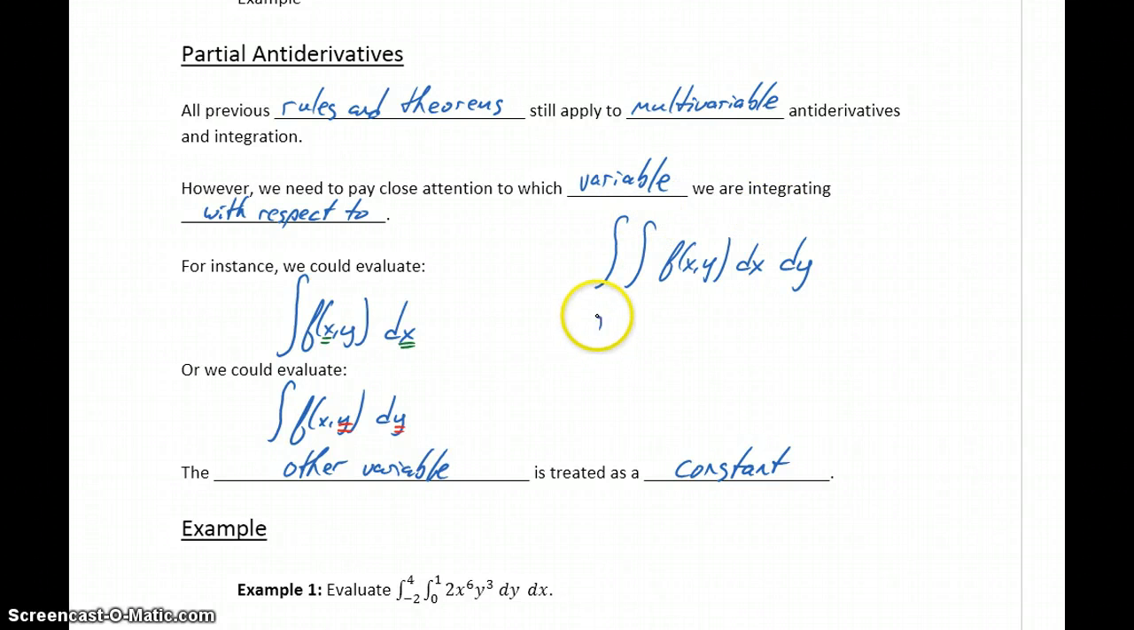A similar statement could start off as integrating f of xy first with respect to y, and then with respect to x. So the difference between these two statements is the order of the integration, whether we first integrate with respect to x or first integrate with respect to y.